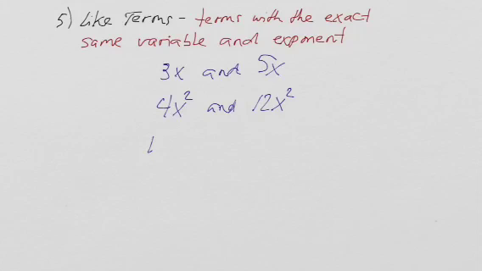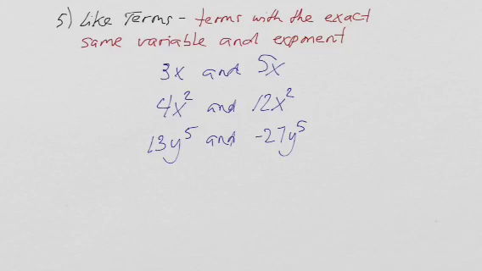Or 13y to the fifth power and negative 27y to the fifth power. They have the same letter, y. They have the same exponent, 5. So these are like terms.